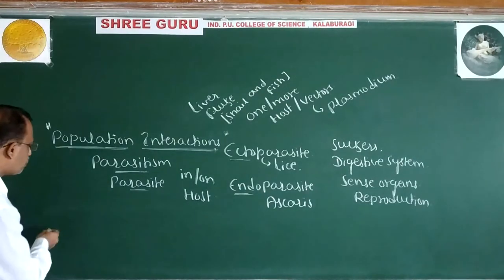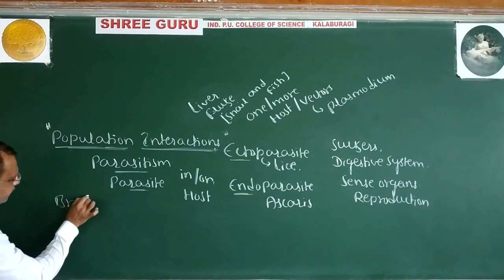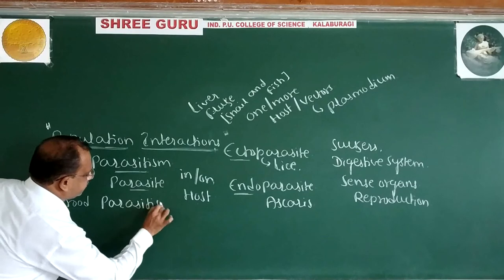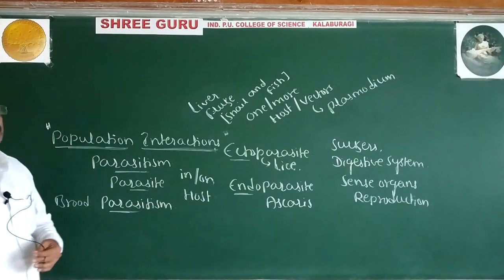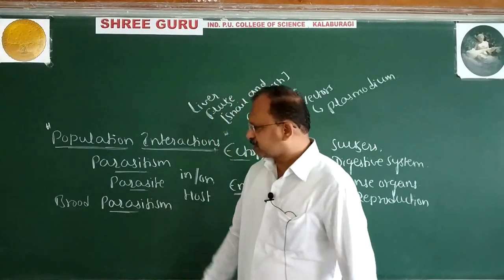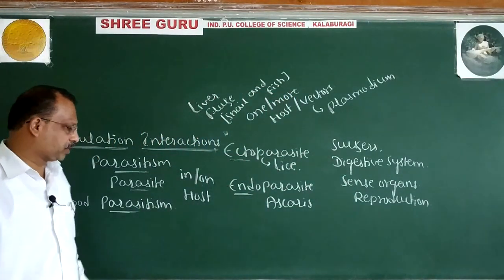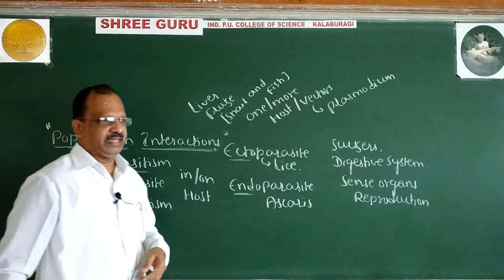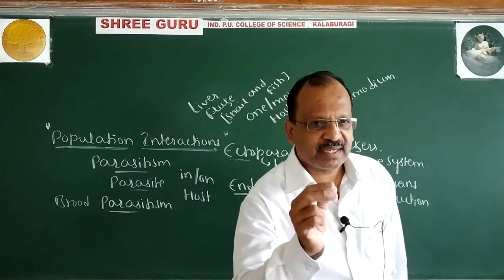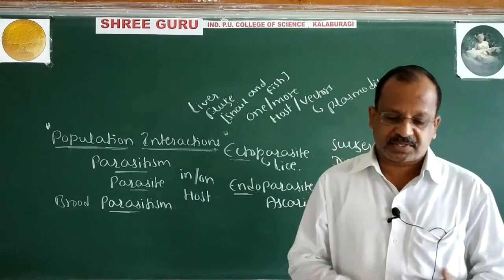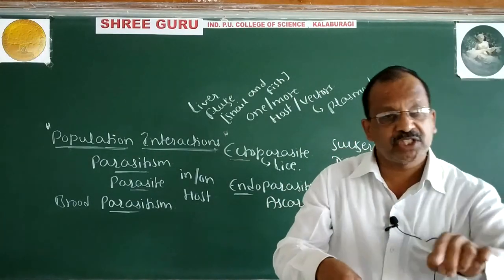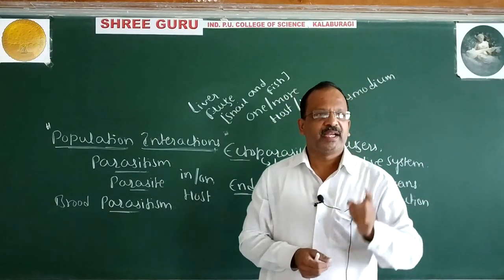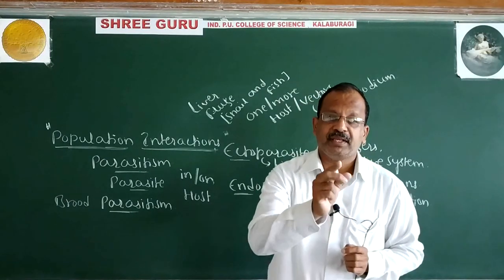Last matter is brood parasitism. Example is cuckoo. Look over, this matter has appeared many times in the examination. In brood parasitism, the parasitic bird will never build the nest, but it will lay the eggs in the nest which is built up by the host. The host will take care of the eggs, it will incubate, and even it will take care of the young ones.